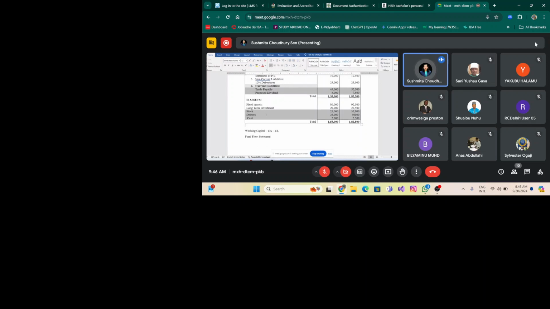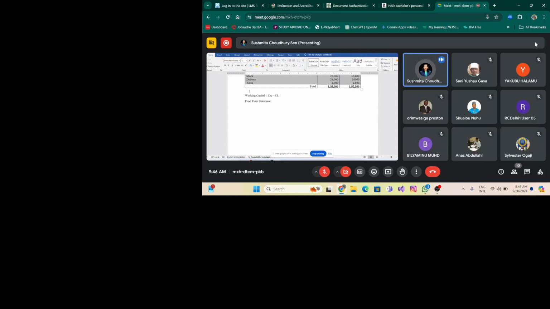So the first calculation before preparation of the fund flow statement, we always need to prepare the working capital. And the formula for working capital is total of current assets minus total of current liabilities. And after that only we can prepare the fund flow statement. So these are the two steps. In the first step, we need to calculate the working capital, and in step 2 we need to prepare the fund flow statement.